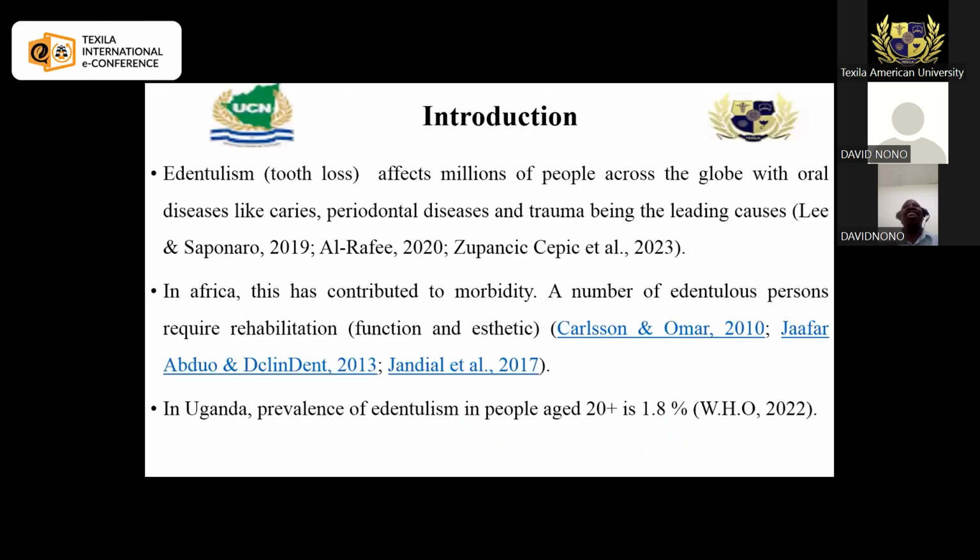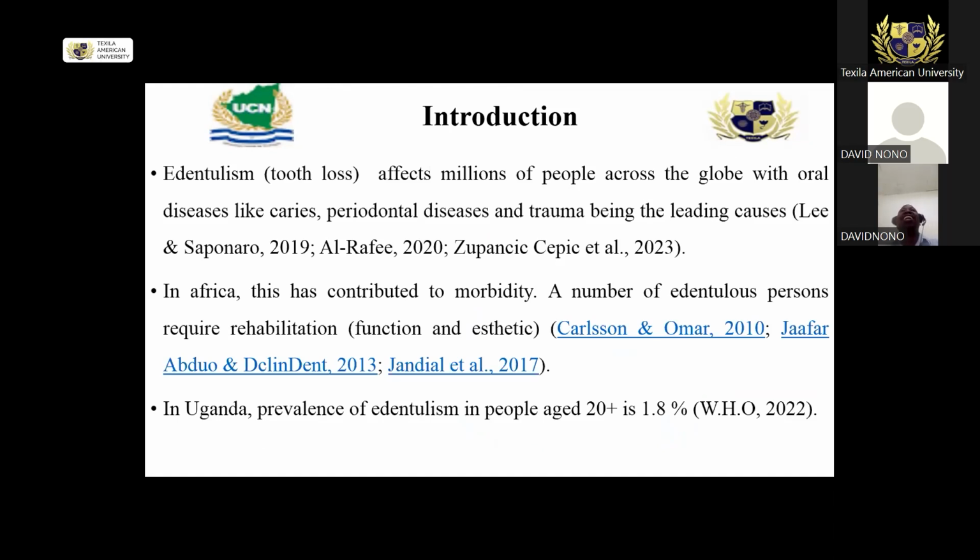Now, in the whole world, we are seeing patients who have lost their teeth. What are the causes of this? You find there are caries, periodontal diseases, and then accidents. They are the leading causes of tooth loss, or edentulism. In Africa, and actually in Uganda, we have lost teeth because of issues related to the teeth.